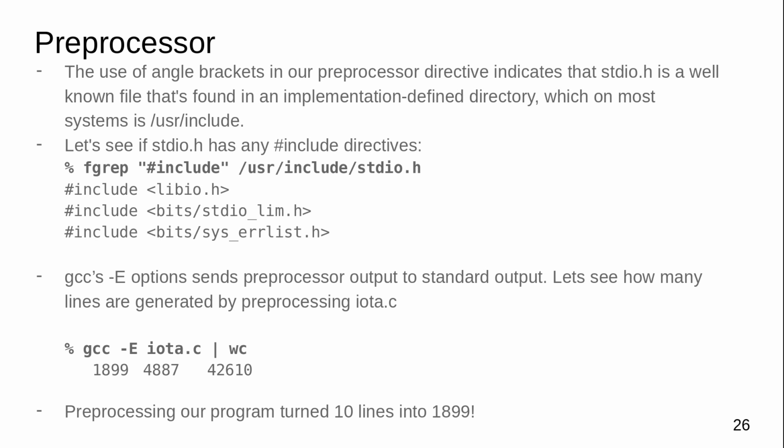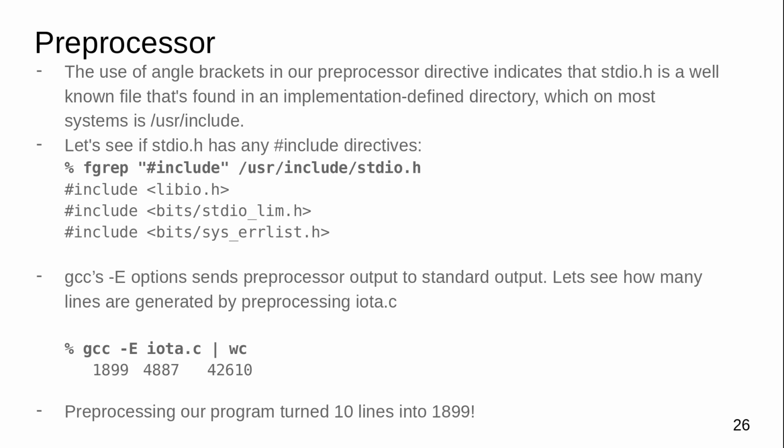So the use of angle brackets in a preprocessor directive indicates that standard io.h is a well-known file that's found in an implementation defined directory, which on most Unix-like operating systems is in /usr/include. So within these header files, they can have their own include directives. So we can go ahead and look inside of standard io.h, and we see that it has its own include directives, such as this one, libio.h, and these other ones right here.